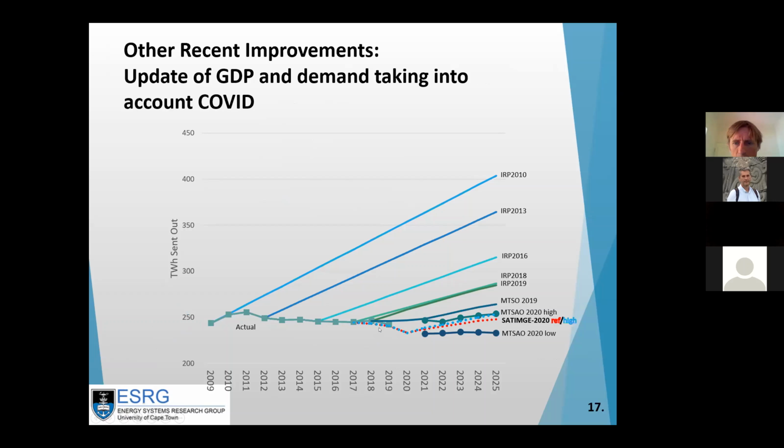This is showing the electricity demand. We've got the actual electricity demand, and we also have some historical projections made by the IRP, which is our planning process for electricity. And this is our latest projection here.